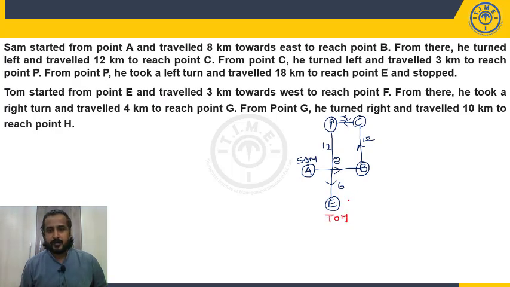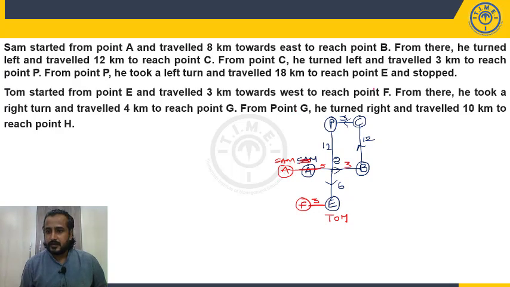Tom started from point E, traveled 3 kilometers towards west. 3 kilometers west. See here, it is a distance of how much totally? 8, right? But it is 3 only. So it is 5. Okay. So let me take a little bit away, little bit far. So it is A and it is Sam. Okay. I am taking this. So 3 kilometers towards west to reach point F.